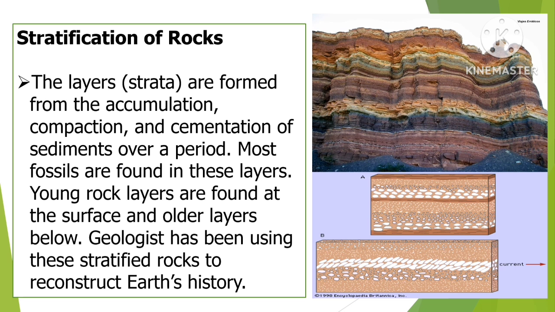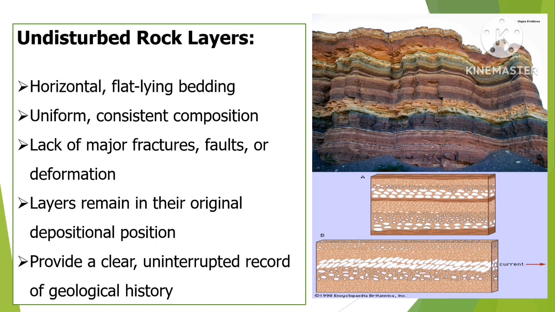Young rock layers are found at the surface and the older layers below. Geologists have been using the stratified rocks to reconstruct Earth's history. The following are the two types of rock layers. The first one is the undisturbed rock layers.